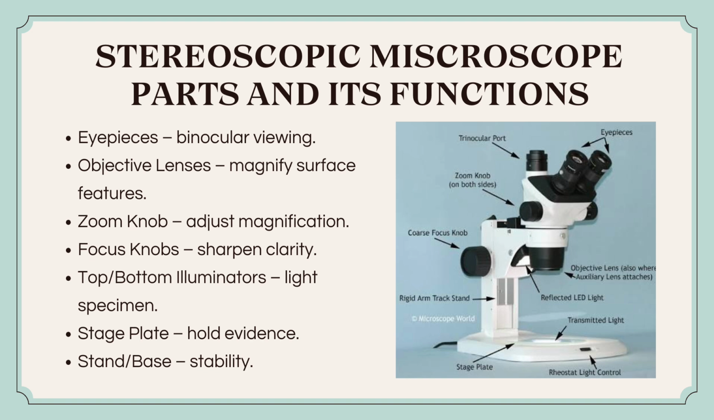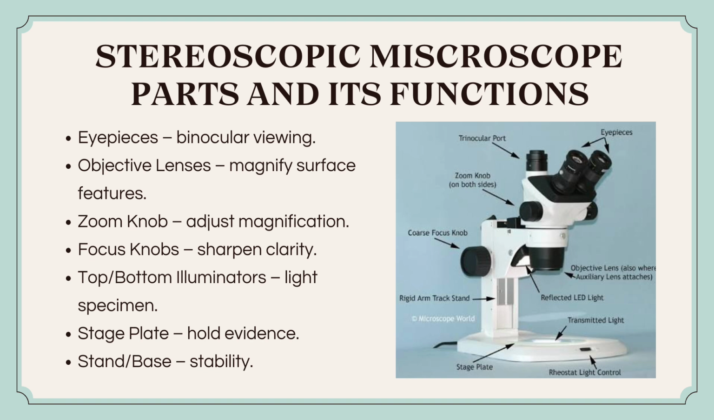Fourth, the focus knobs, coarse and fine. The coarse and fine focus knobs adjust the clarity of the image by raising or lowering the optical head until the details appear sharp. Fifth, the reflected or top illuminator. The reflected illuminator shines light onto the surface of opaque objects, such as bullets, to make striations and surface marks more visible.